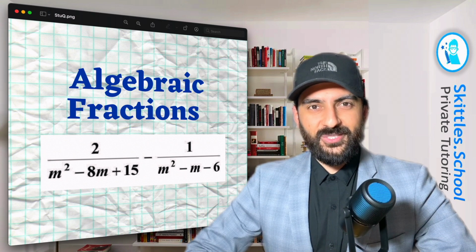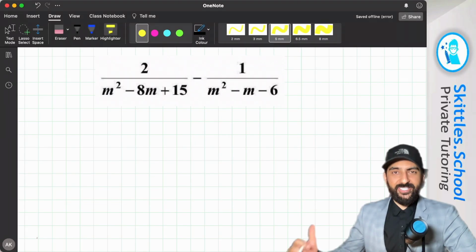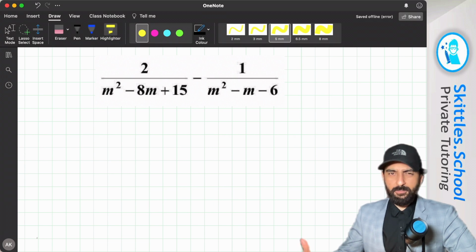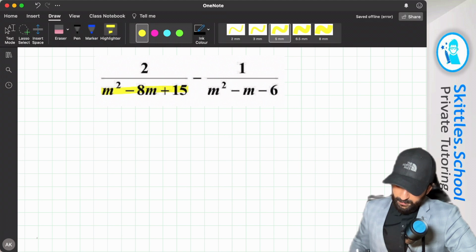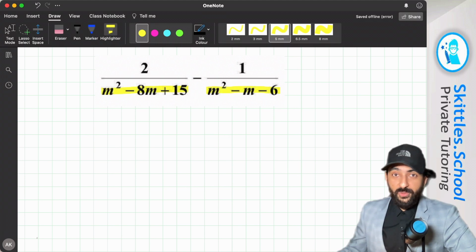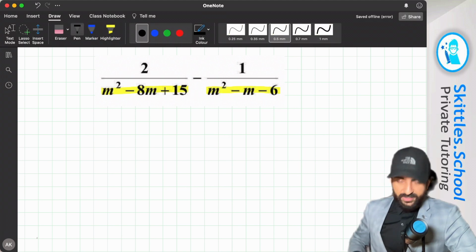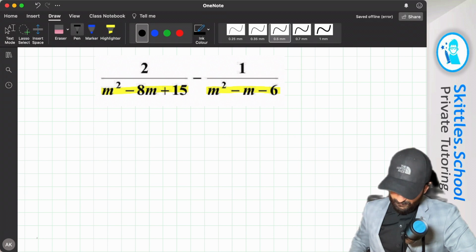Okay, let's take a look at this question. Here's the question on our virtual whiteboard. I'm going to start by recognizing that the denominators of both of the fractions are polynomials, which means we can factorize them. So let's start by factorizing the first one.